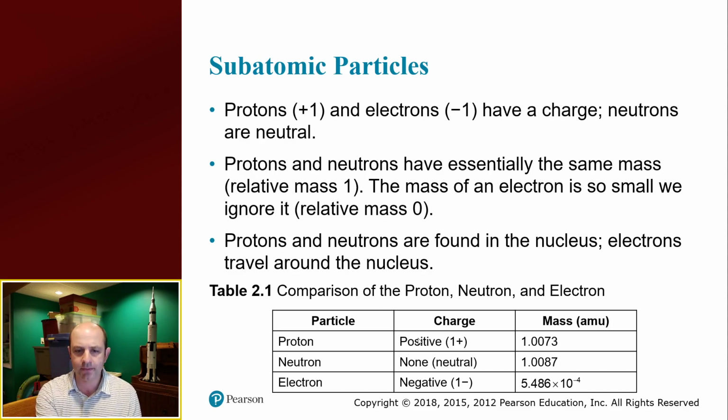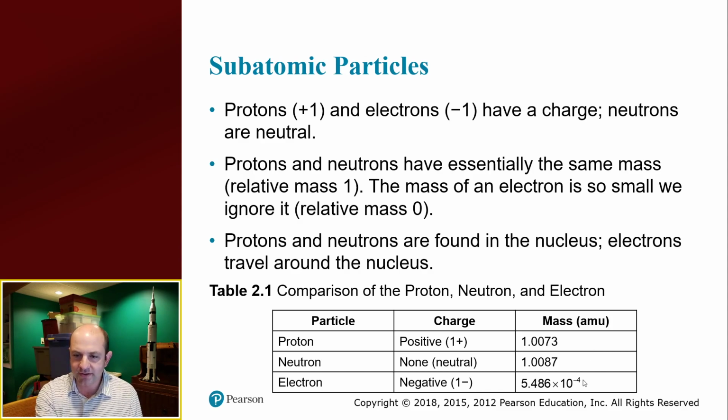But if we sum up these three particles, and again, this is all review from Chem 1, protons have a positive 1 charge, relatively speaking. Neutrons are neutral, electrons are negative 1. Again, this is that 10 to the negative 19th charge that we talked about for the charge of an electron. Just we have a relative scale, plus 1, minus 1.